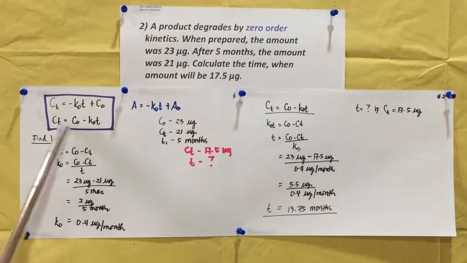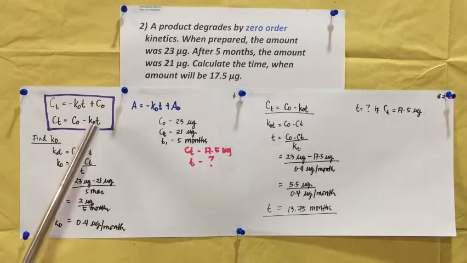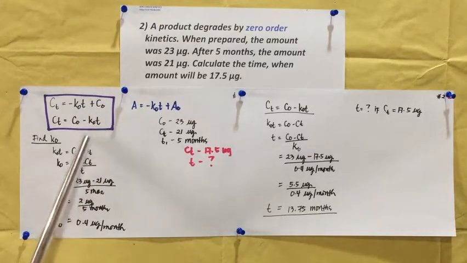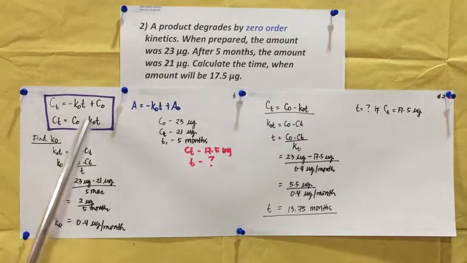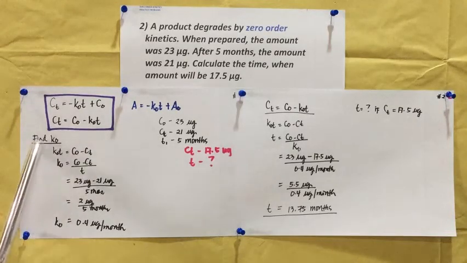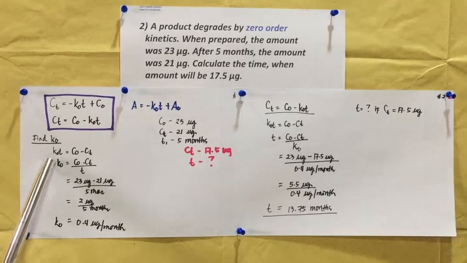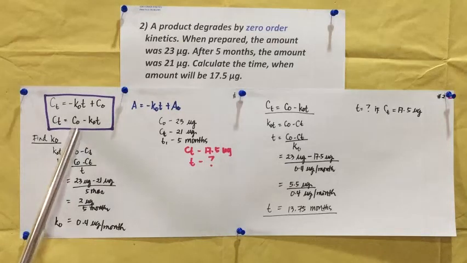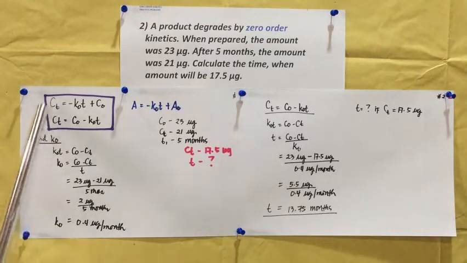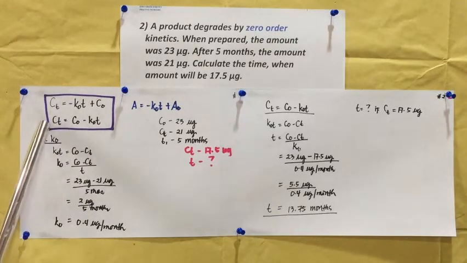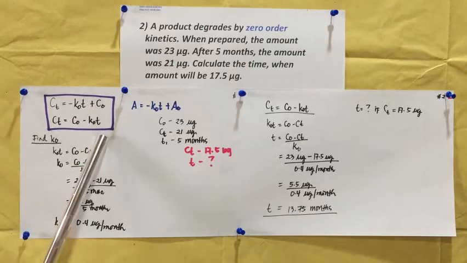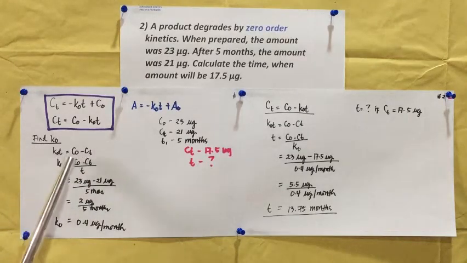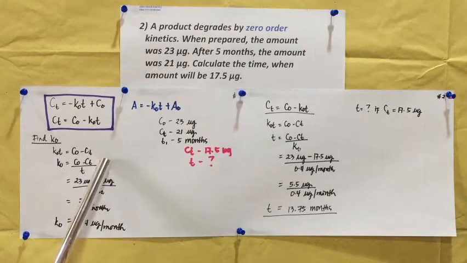So, CT is equivalent to CO minus KOT. Now, we will transfer the negative KOT to the other side. Since it is negative, when we transfer it to the other side, it becomes positive. So KOT is equivalent to CO. Now, this CT we will transfer to the other side. Since it is positive, when it is transferred to the other side, it will bear the negative sign. So, KOT is equivalent to CO minus CT.